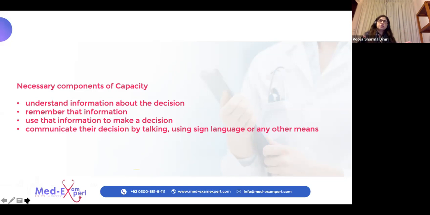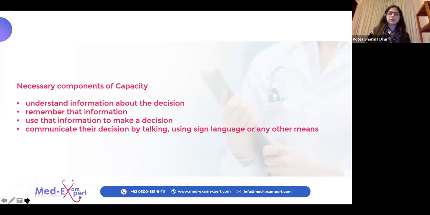That means she understands why she cannot, what is the advantage of Mirena, that she doesn't have to take a pill every day. The implant has a needle. So she understands and then has used the information to make a decision for herself. And she has told you her decision. So that means that person has capacity.